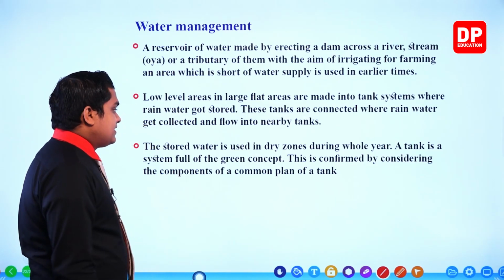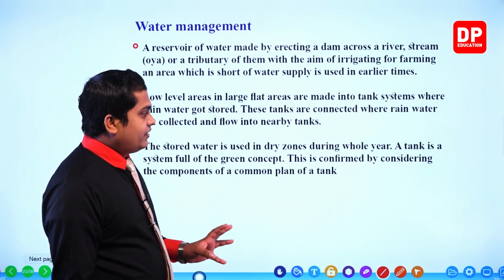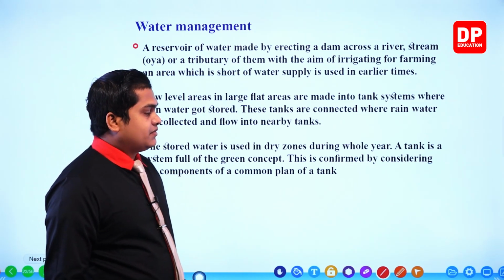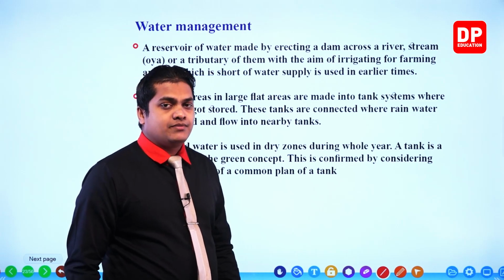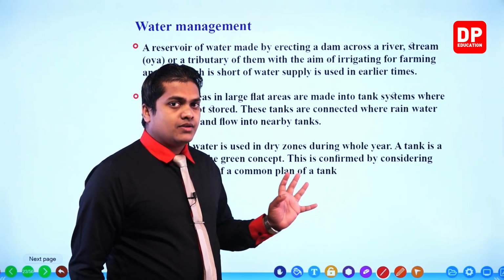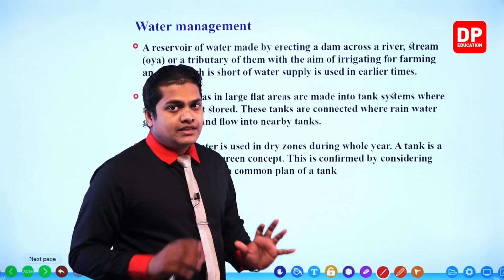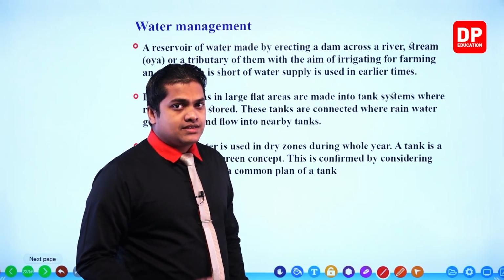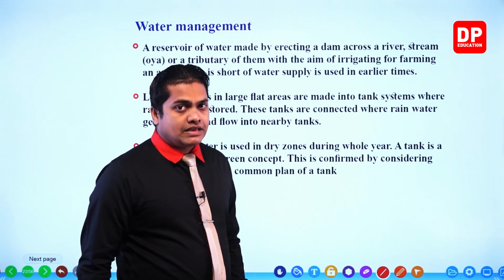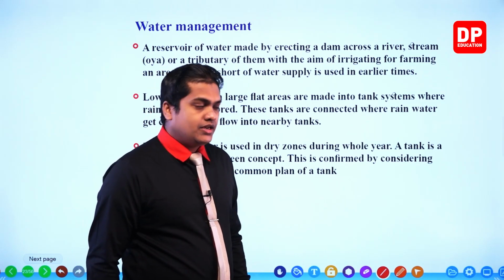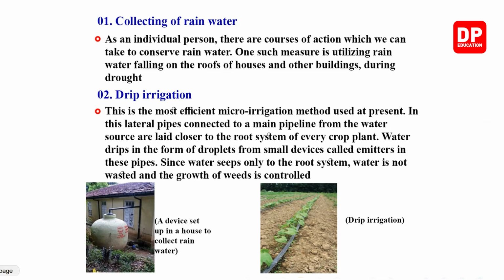A tank is a system full of green concept, and this is confirmed by considering the components of a common plan of a tank. So by looking at the common components in a tank, we can identify that this particular tank is a good example of a green concept model. Okay, right then. Next one.